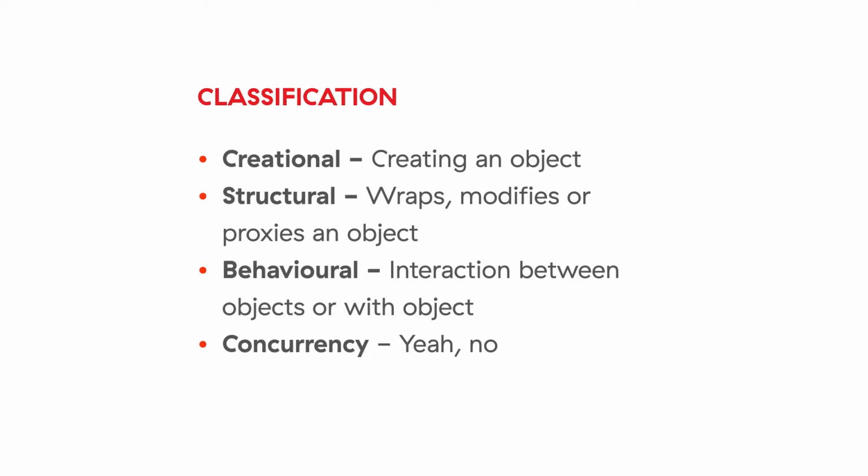We have a classification of patterns in most literature, and most of it comes from the old Gang of Four design patterns book. So we have creational patterns, and they, as the name implies, create an object. We have structural patterns, which modify or wrap or proxy an object in some way. And we have behavioral patterns, which take an object and modify how it behaves. And in newer classification, we have concurrency patterns, but of course, JS is a single-threaded language if you ignore service workers, so we're not going to be talking about those.